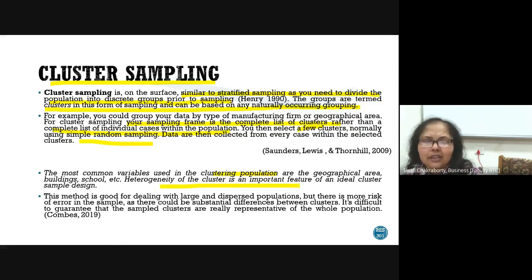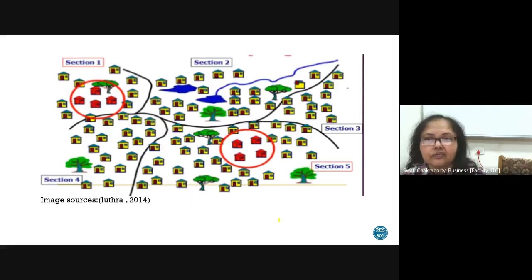This method is good for dealing with a large and dispersed population, but there is more risk of error in the sample. Why? There could be substantial differences between the clusters. It's difficult to guarantee that the sample clusters really represent the entire population if significant differences occur between the clusters.